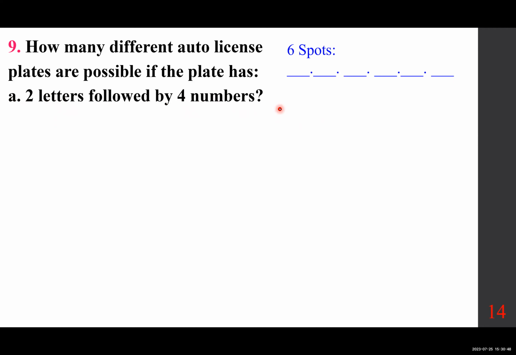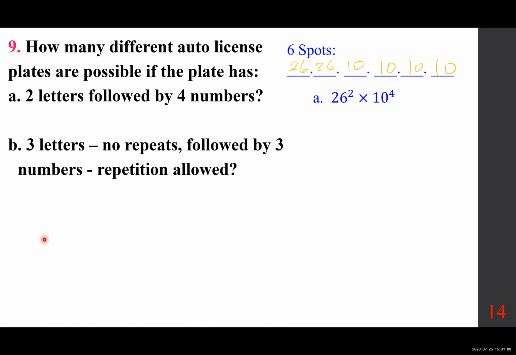The number of digits. So 26 squared times 10 to the power of 4: 26, 26, 10, 10. I can write it there so you can see why this is 26, 26, 10. And so that's what you get for the first part. Part B, 3 letters, no repeats, followed by 3 numbers.